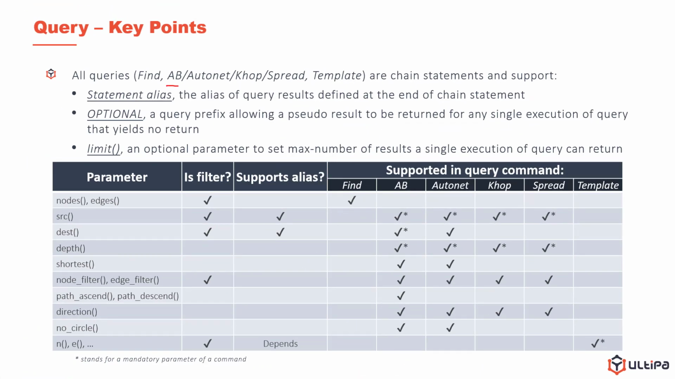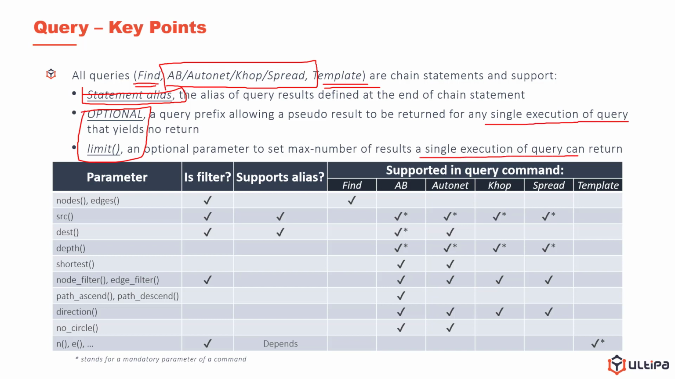We have mainly discussed path query commands AB, autonet, KHOP, and spread, together with command find, which was mentioned in the previous lesson, and the template query, which is to be introduced in the next lesson. All these queries are chain statements and support alias to be defined for their query result. Query prefix optional and parameter limit both affect the result of single execution of these query commands. We will discuss this in another lesson.